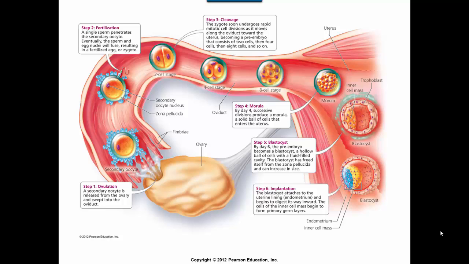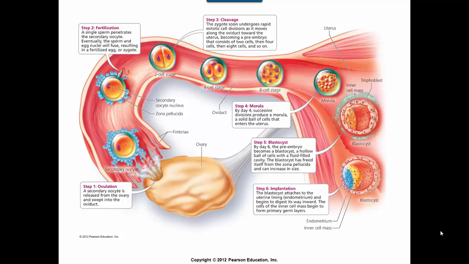So this shows, beginning with fertilization, step 1 is that an ovary releases an egg, so the secondary oocyte is released from the ovary and swept into the uterus. Within the uterus, fertilization, wherein a single sperm will penetrate the secondary oocyte. Eventually, the sperm and the egg nuclei will fuse, resulting in a fertilized egg termed a zygote.